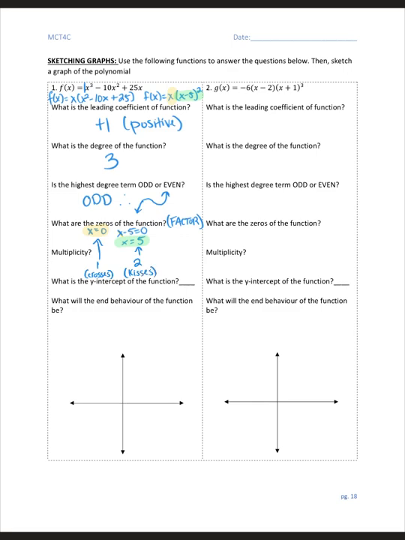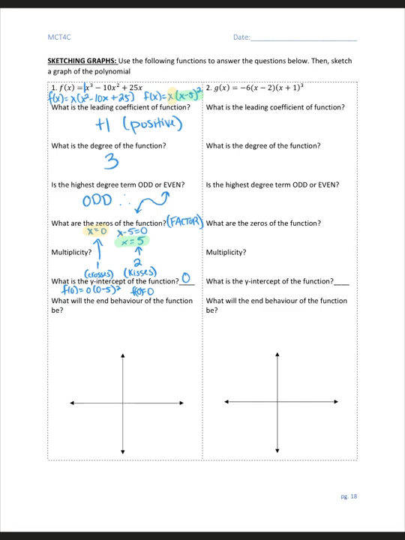Okay, what is our y-intercept? Our y-intercept can be found by substituting a 0 in for our x, and I'm going to substitute it into the factored form just because it's easier to calculate. All right, so 0 minus 5 is a negative 5, and negative 5 squared is 25. 25 times 0, though, is 0. So our y-intercept is just at 0.